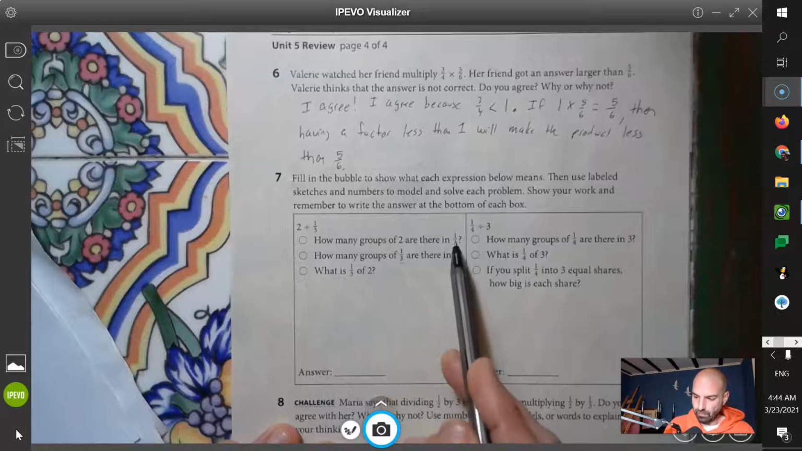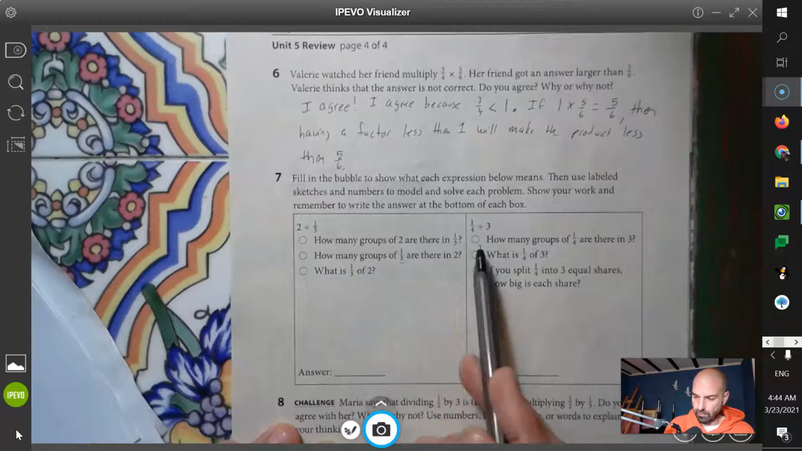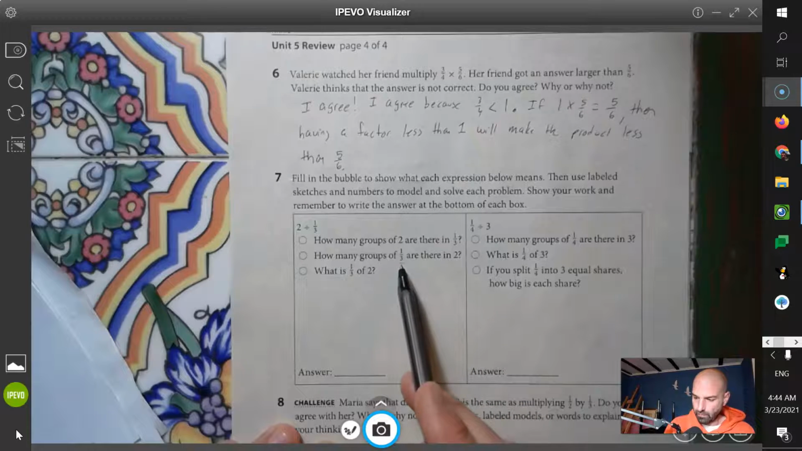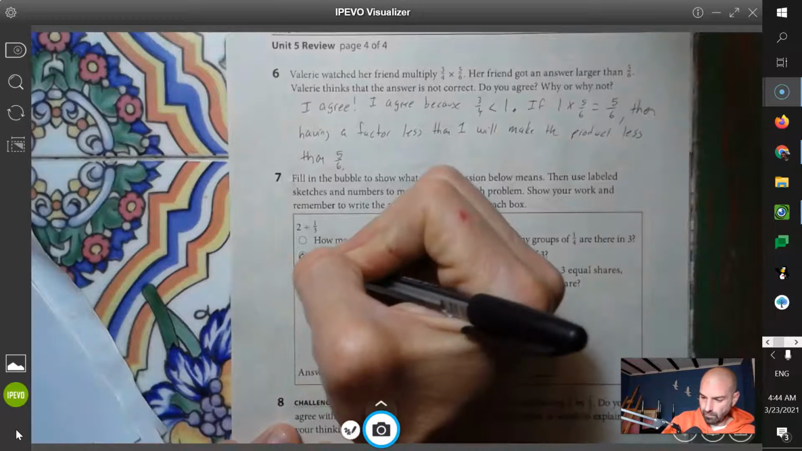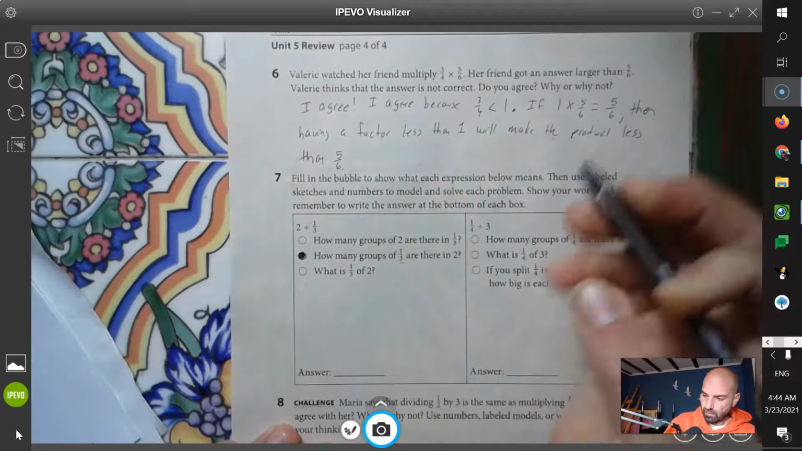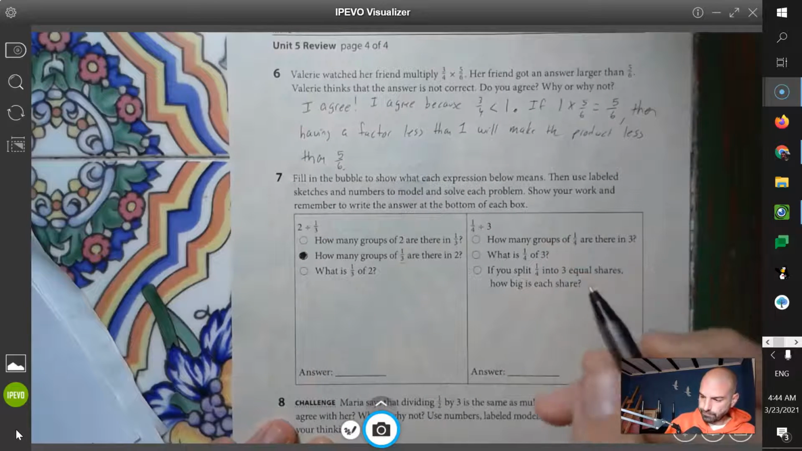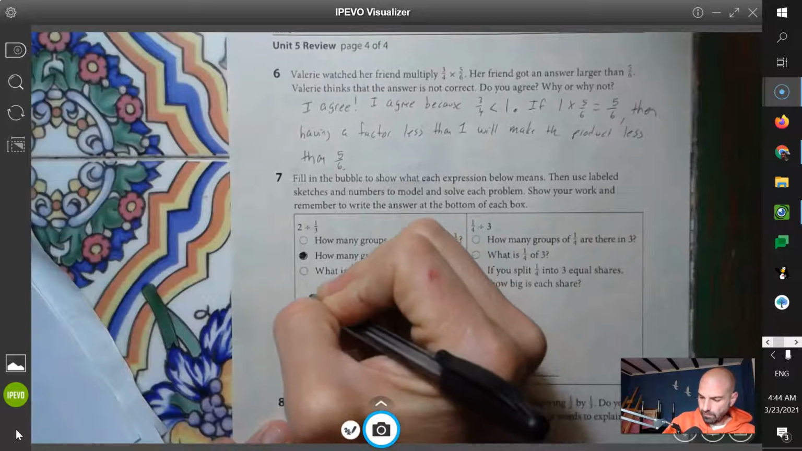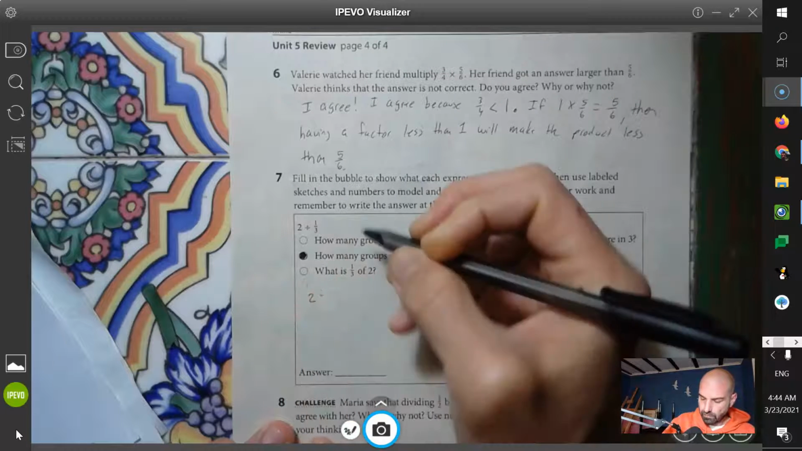That would be 1/3 times 2, or 2 divided by 3. I think this would be 1/3 divided by 2. How many groups of 2 are there in 1/3? And then how many groups of 1/3? Yeah, so it's this one. How many groups of 1/3 are there in 2? So that would be 2 divided by 1/3.